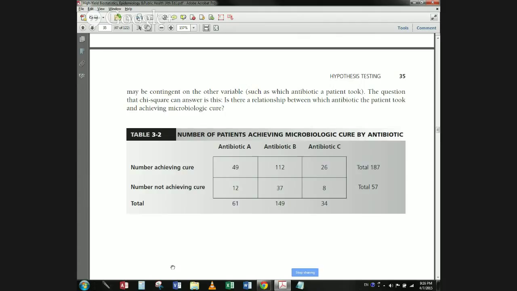So here's Table 3.2, telling us the number of patients achieving a microbiological cure by antibiotic. We have 3 different antibiotics on the top, and on the left we have the number achieving cure and the ones that do not achieve the cure. So it seems that there is a relationship.